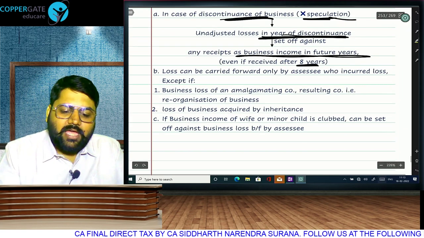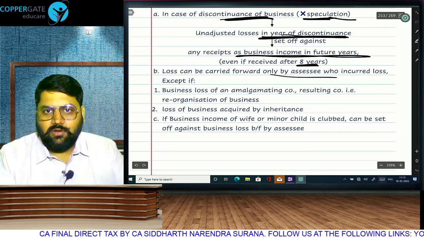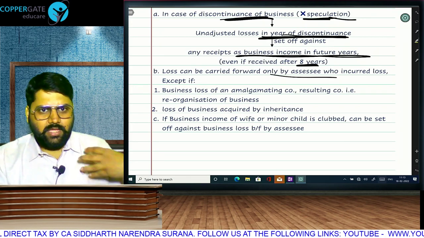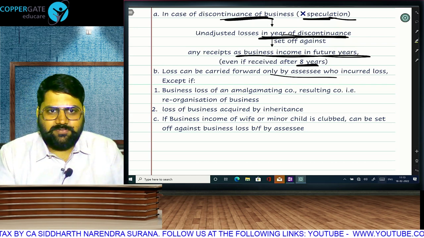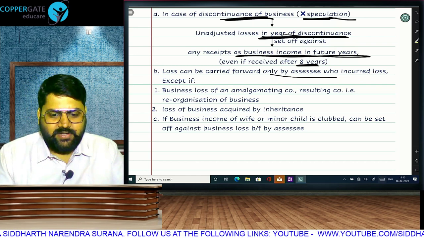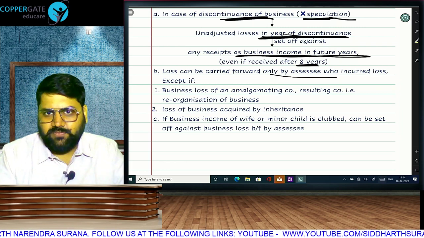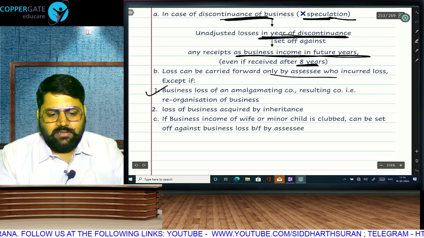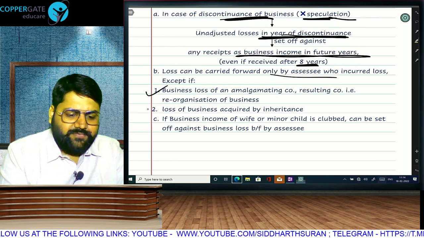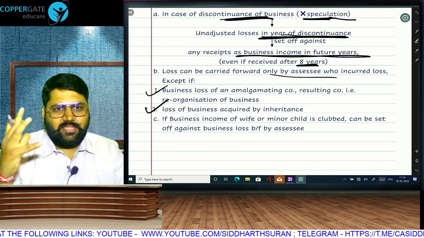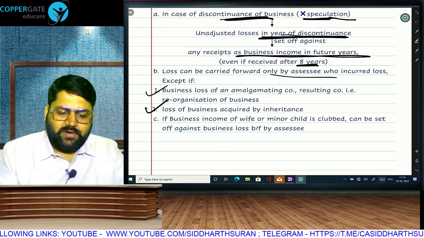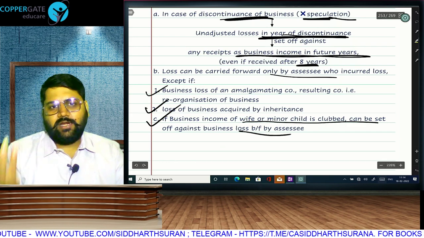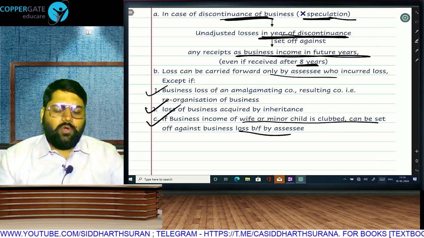Loss carry forward can be done only by that assessee who suffered the loss. If you suffer the loss, you get carry forward. I suffer the loss, I get carry forward. I will not give carry forward to my neighbor's wife, even if we have a lot of love and affection between each other. Whoever suffers the loss is eligible for carry forward, except if it is a business reorganization like amalgamation or demerger, then it can be carried forward. If it is a case of inheritance, then a father's business inherited by the son can be carried forward, and of course if the business income of wife or minor child is clubbed, then the loss also will be clubbed. In case of clubbing, whether positive or negative, clubbing is going to be applicable.